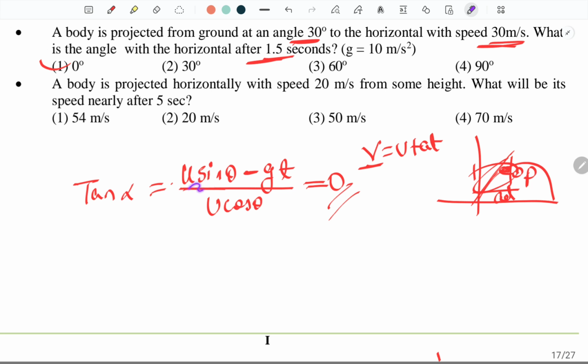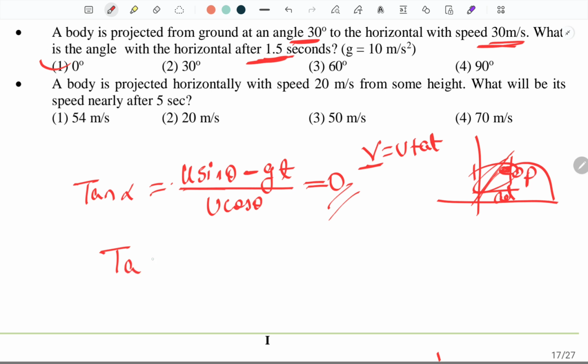velocity in the y direction, that is u sine theta initial minus gt, at the particular point which we are considering, then divided by u cos theta. So u cos theta throughout the journey remains the same, isn't it? So this formula will directly give you the answer. Another way is, he has told 1.5 seconds.